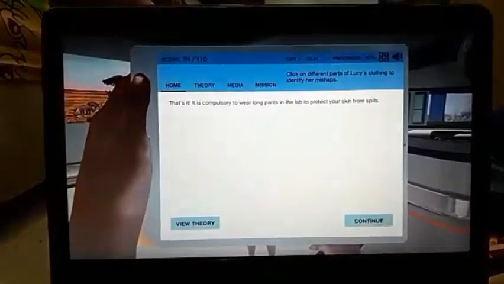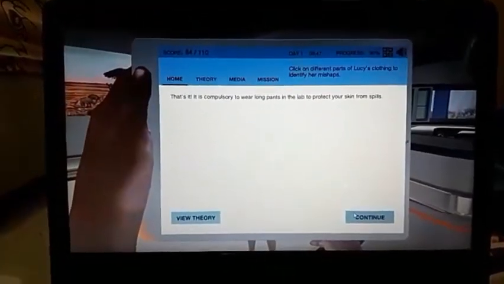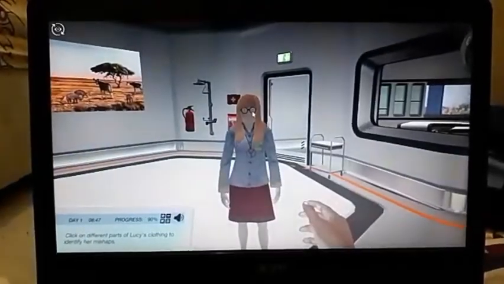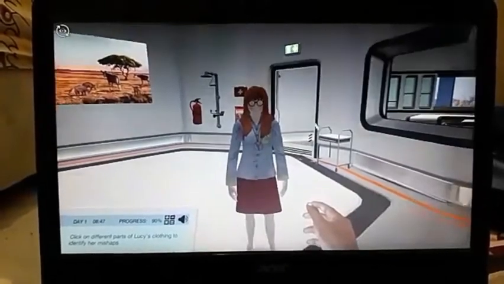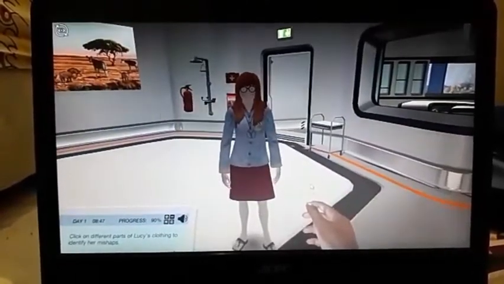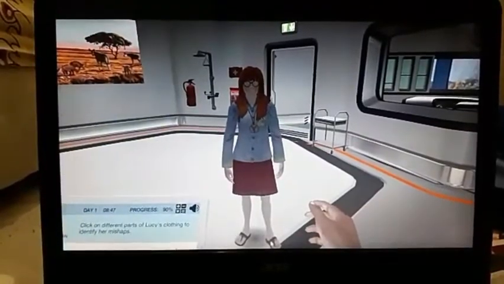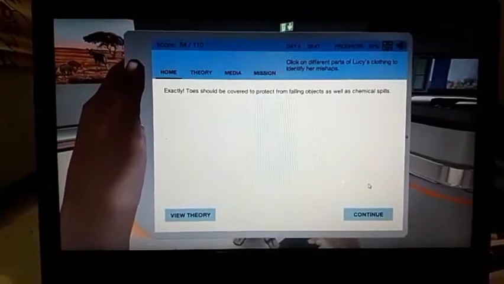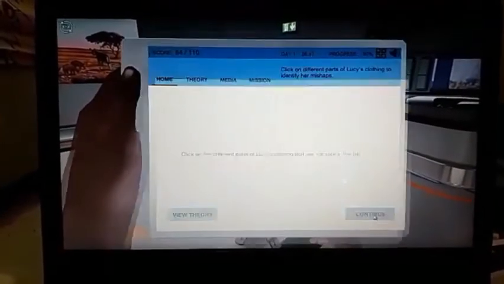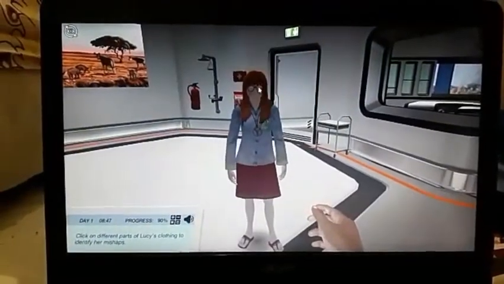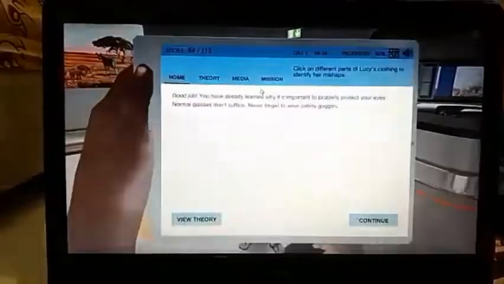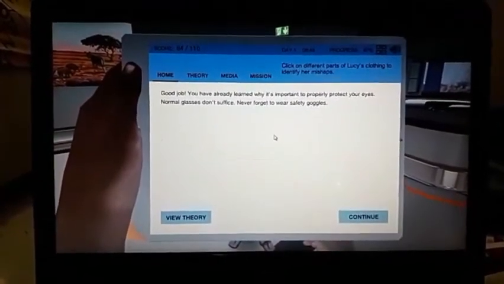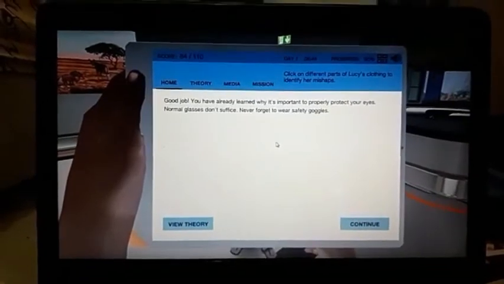That's it. It is compulsory to wear long pants in the lab to protect your skin from spills. Exactly. Toes should be covered to protect from falling objects as well as chemical spills. Good job. You have already learned why it's important to properly protect your eyes. Normal glasses don't suffice. Never forget to wear safety goggles.